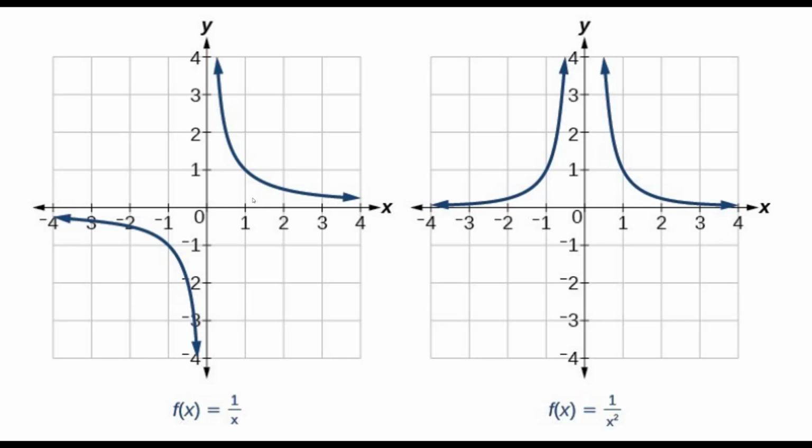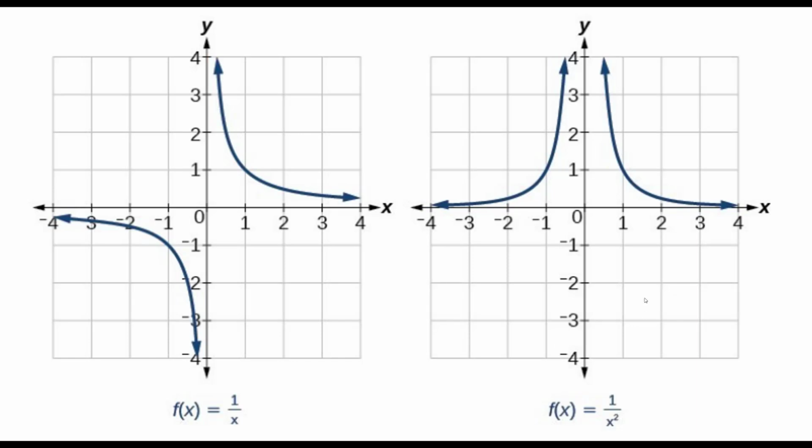As x gets near 0, it goes up towards infinity, as you're coming from the positive or the right side. As it gets towards 0, coming to it from the left side, it's going towards negative infinity. And as x gets really, really small, like negative 10, negative 20, negative 100, it's getting close to 0.